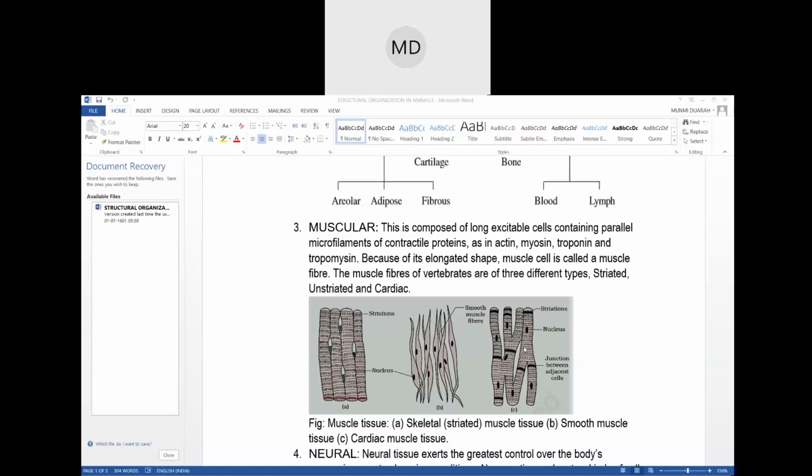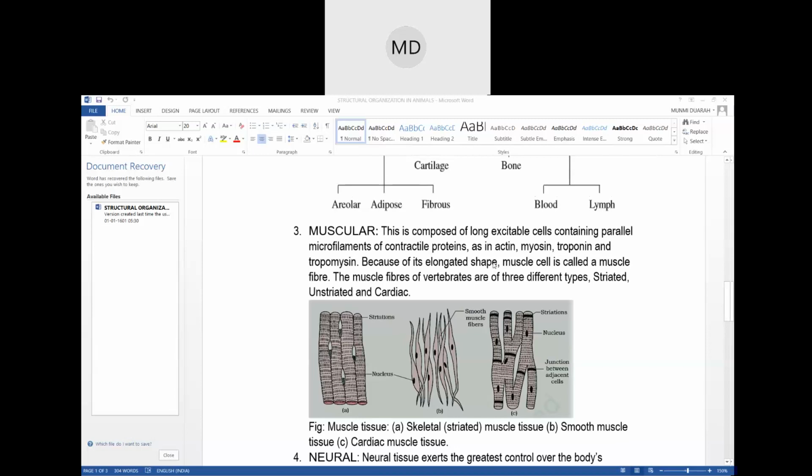Cardiac, all of you know where the cardiac muscle is found? Heart, ma'am. Heart, yes. Cardiac muscle is found in the heart. And skeletal muscle or striated muscle, where is it found? On the bones, ma'am. On the bones. Okay, then smooth muscle.